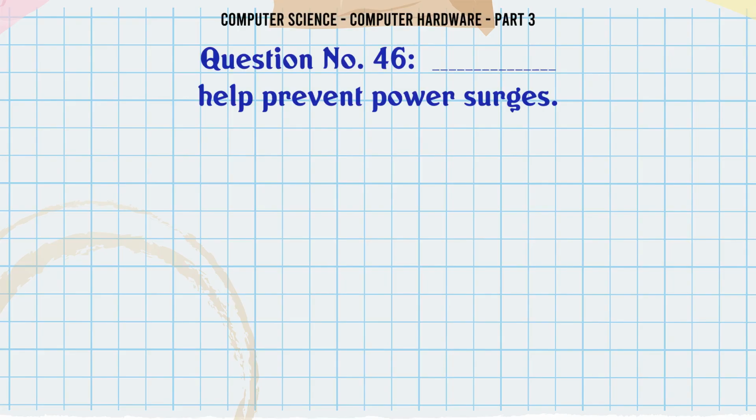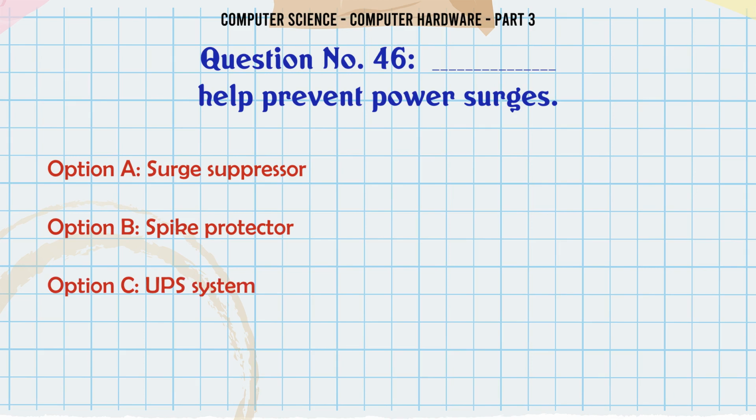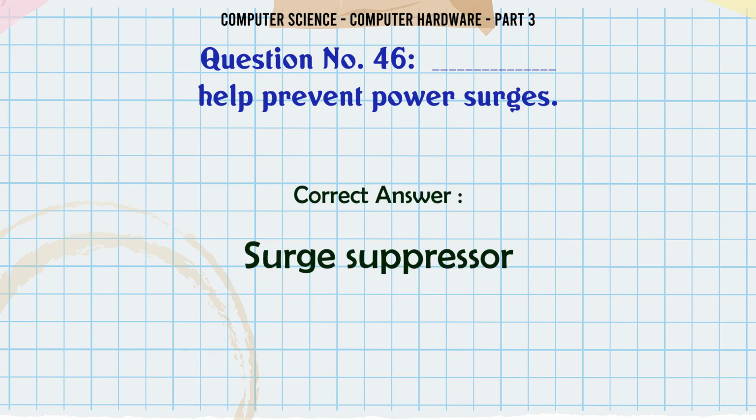Which helps prevent power surges? A. Surge suppressor. B. Spike protector. C. UPS system. D. High-grade multimeter. The correct answer is surge suppressor.